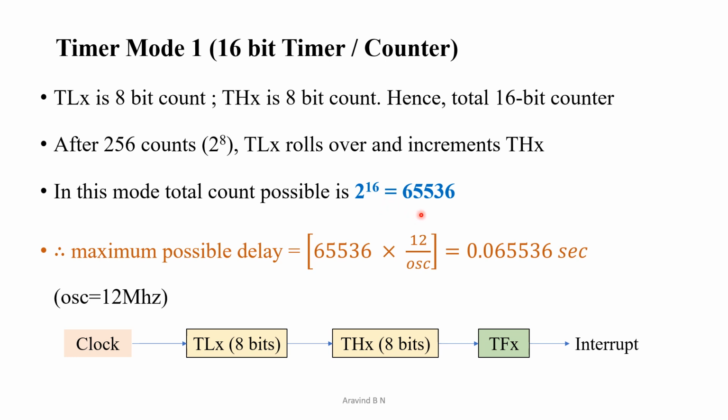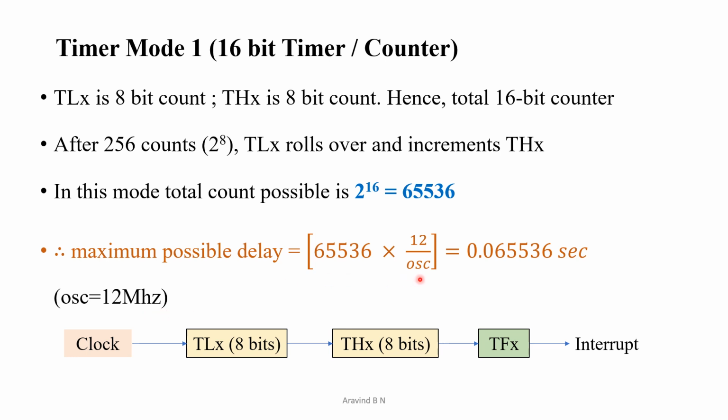That is 65,536. So what is the maximum delay now possible to create in this timer mode 1 if once complete count operation happens? That will be equal to count value, that is 65,536, into the divided by 12 concept, that is a constant value, over oscillator frequency. Here we are going to assume 12 megahertz.